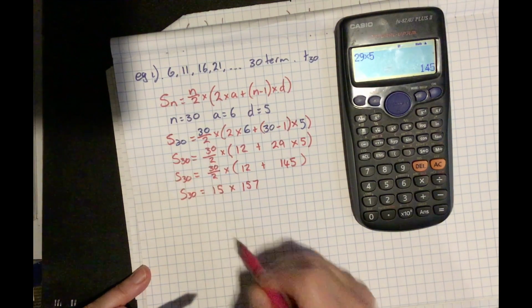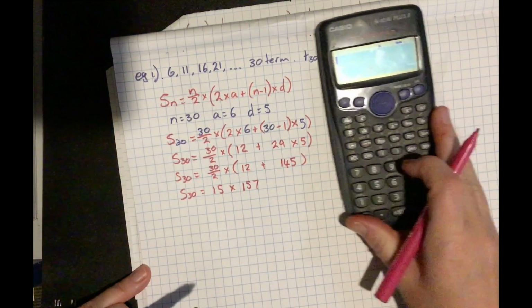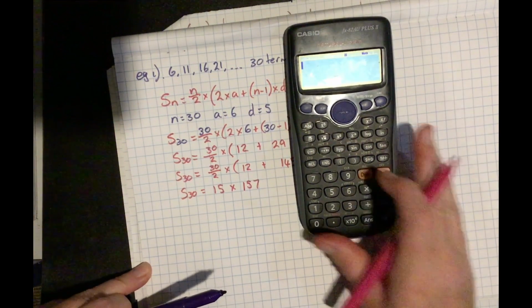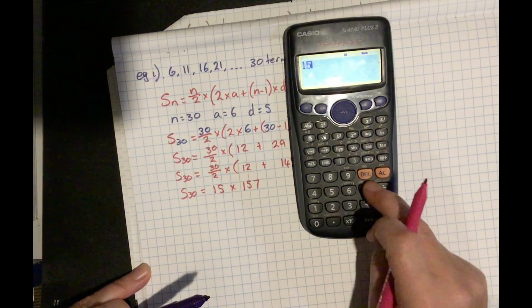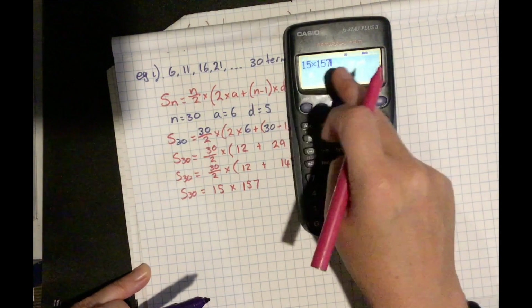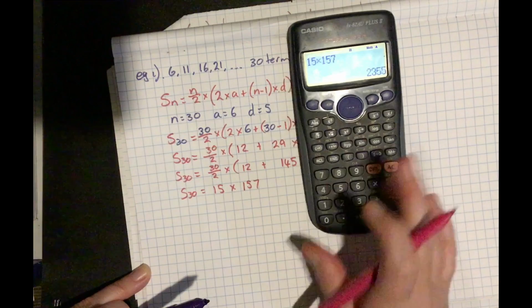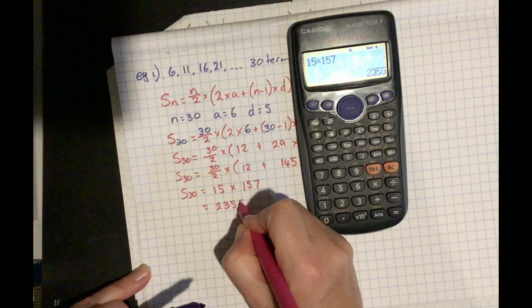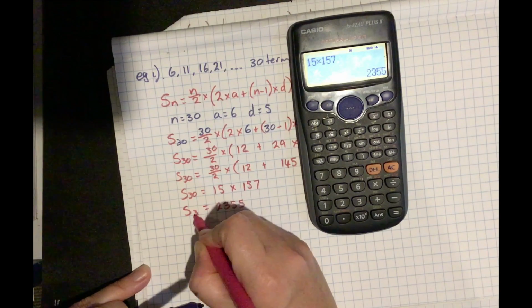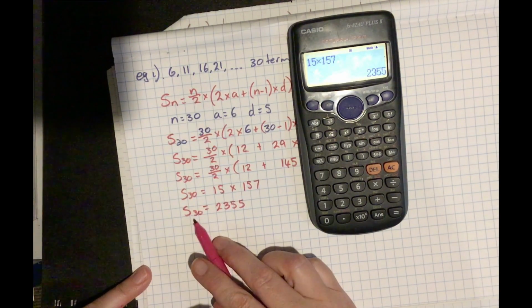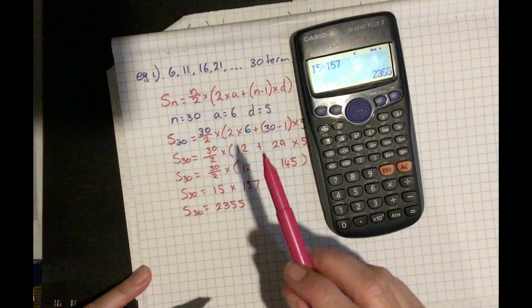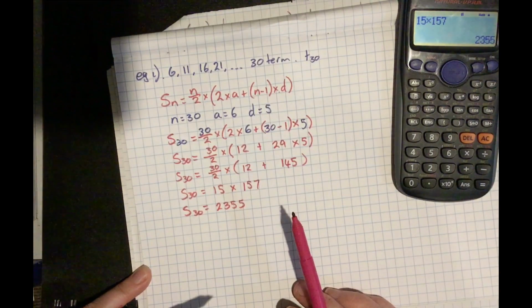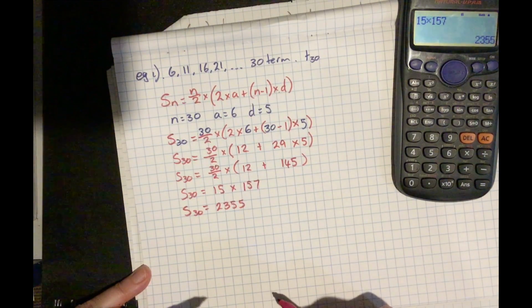This is the sum of the 30th term. Put that into our calculator: 15 times 157, double check you've put in the right equation. 2,355 is the sum of this series up until the 30th term. That's what we've just found out.